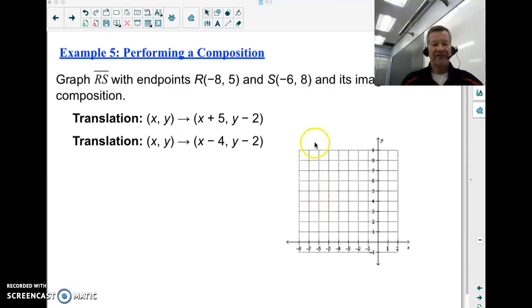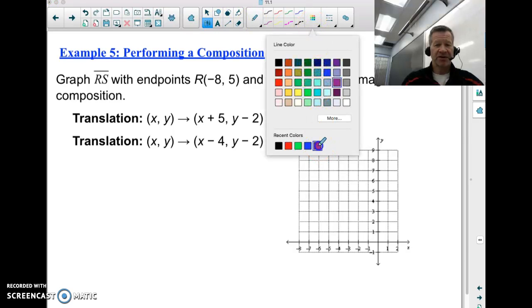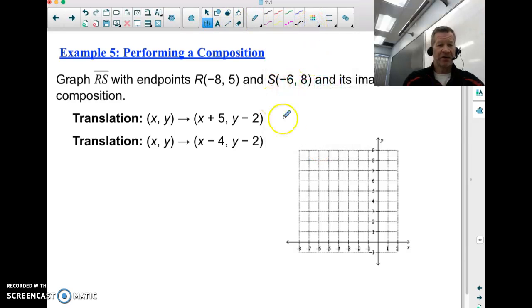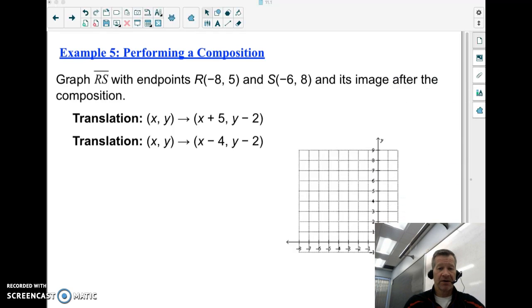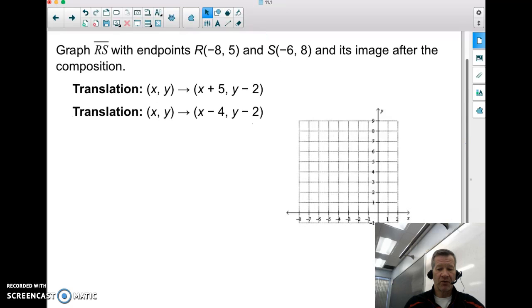On to example 5 we go. We are going to perform a composition of movements here. So we've been doing translations, and we're going to continue to do that. However, what if we have more than one translation? And later on, we'll learn about other kinds of movements. So a composition means more than one movement.